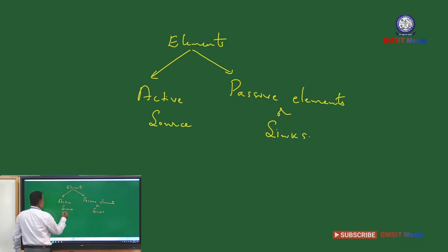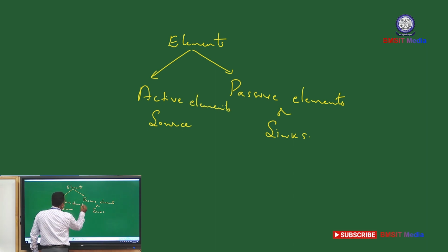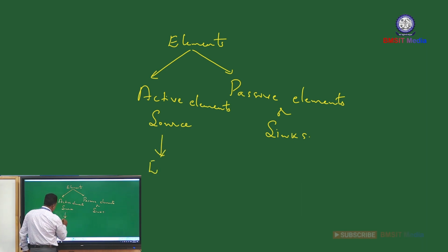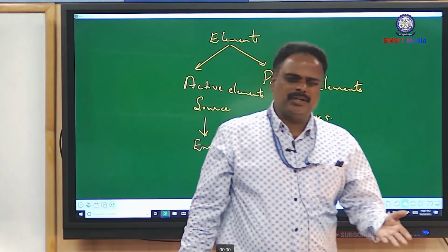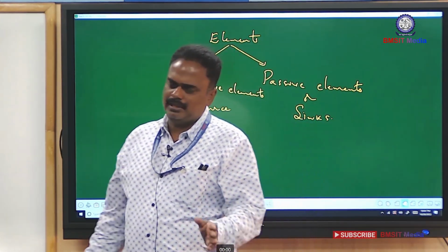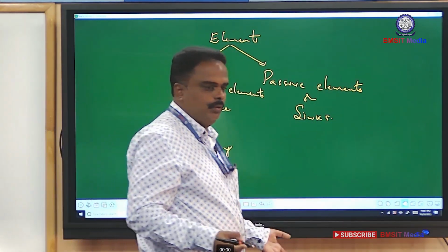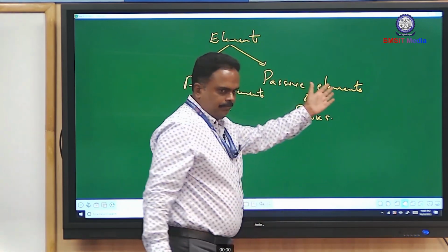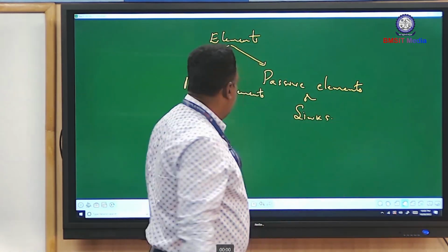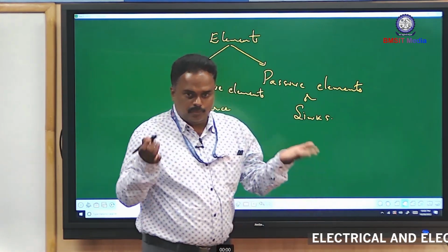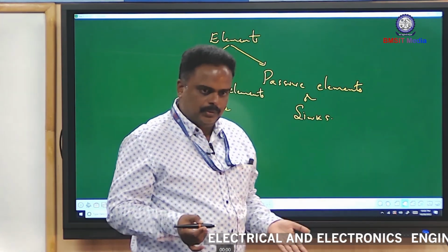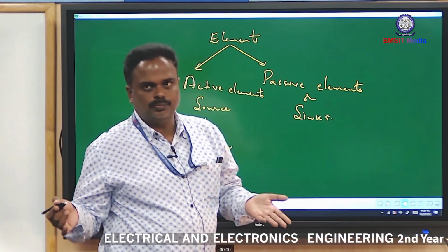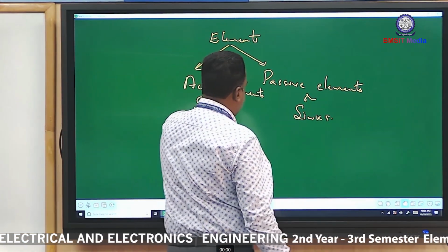These active elements possess energy of their own. Active element examples are voltage source, current source, battery, and some other elements. They have energy of their own, and they deliver it to other elements, mainly passive elements. Voltage source has energy of its own, battery has energy of its own, and they deliver this energy to the passive elements.